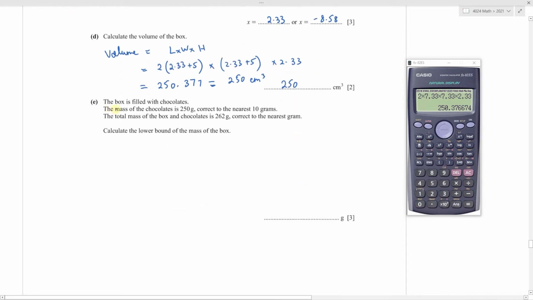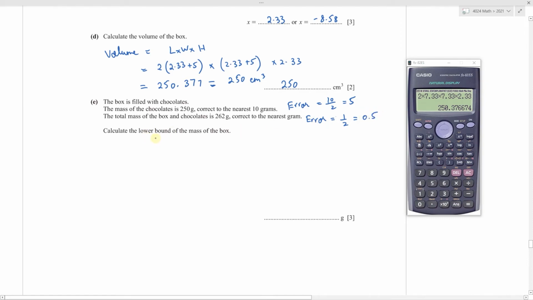Part E: the box is filled with chocolates. The mass of the chocolates is 250 grams, correct to the nearest 10 grams. So error here will be 10 divided by 2, which is 5. The mass of the box and chocolates is 262, correct to the nearest gram. So error here will be 1 by 2, so nearest gram means 1 gram, and then you divide by 2 to get 0.5.